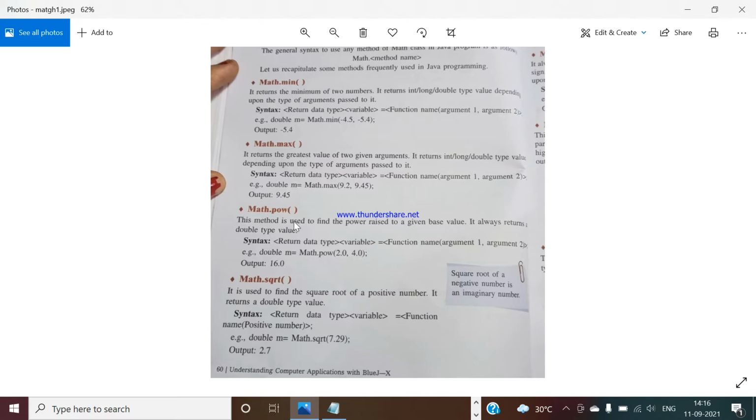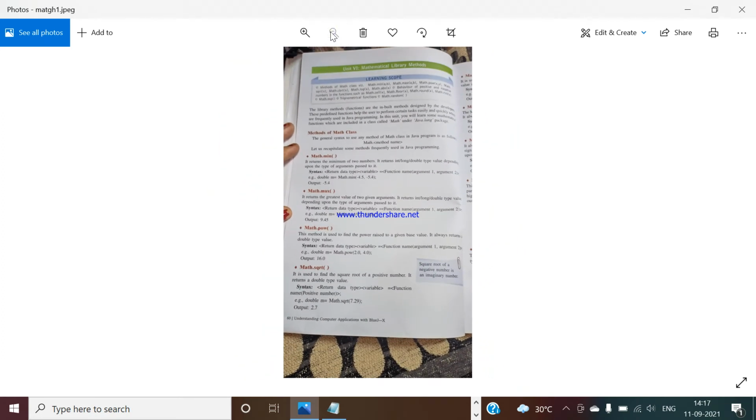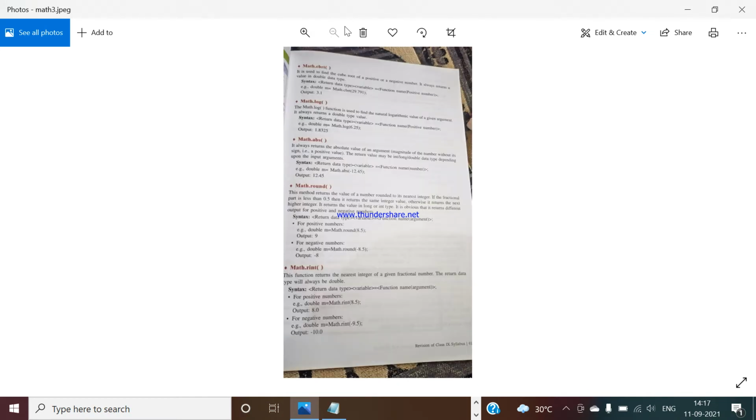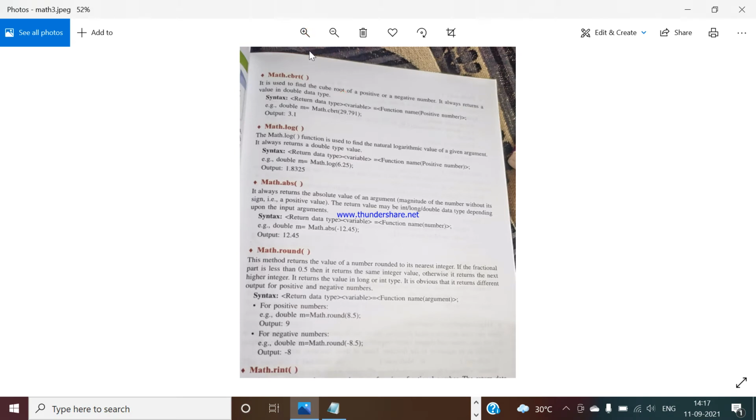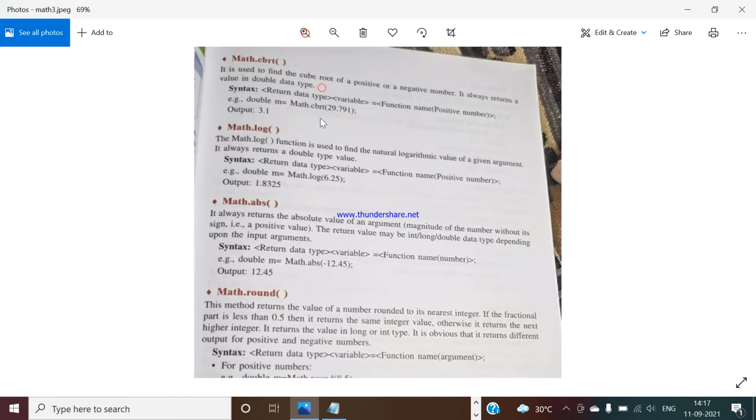If you want to find the power of any number, then you will use Math.pow. If you want to find the square root of any number, you will use Math.sqrt. Similarly, if you want to find the cube root of any number, you will use Math.cbrt. Please have a look at this expression. Here the user wants to find the cube root of 29.79. He simply used this function and enclosed that number in parentheses, and in the output, as you can see, 3.1 is coming.